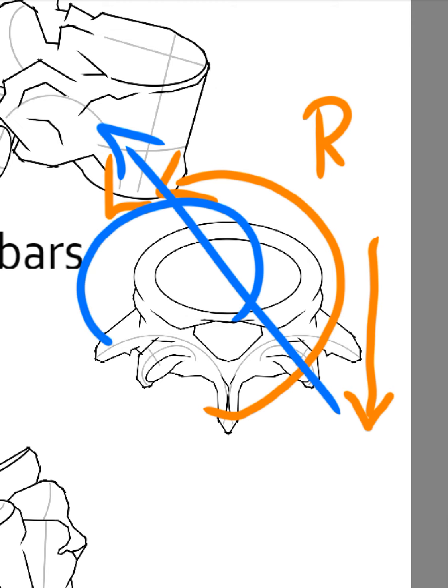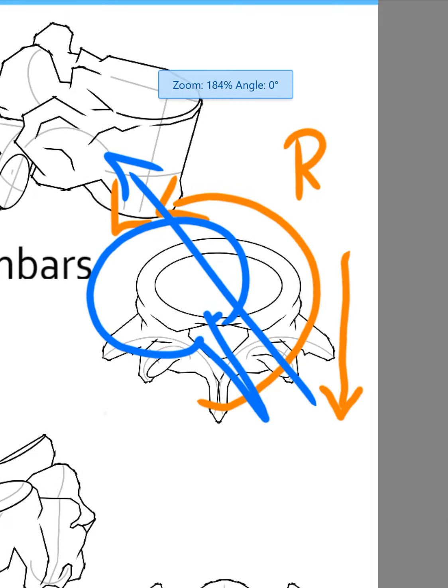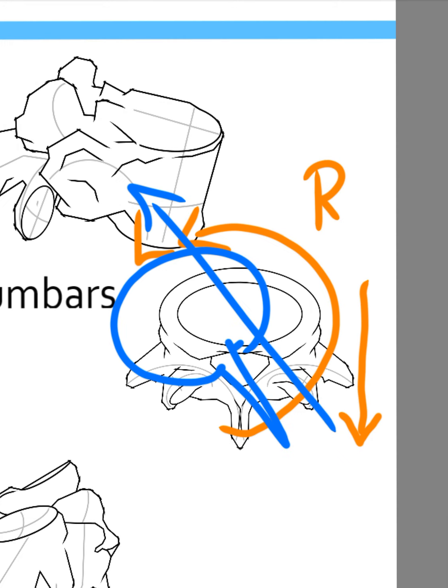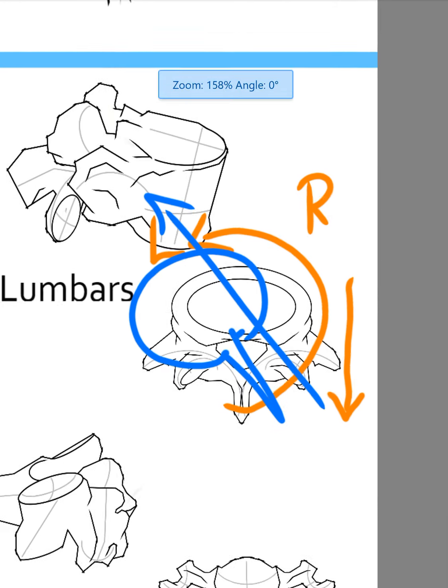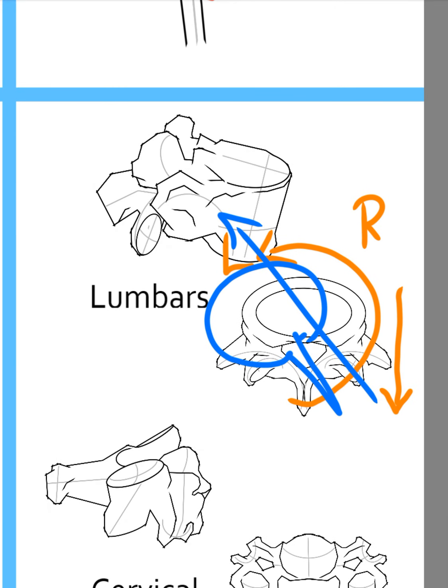Again, the body's going to be facing more this way, and so it ends up being that it is side bent to the right and rotated to the left. So the musculature actually does dictate this motion. It shows up there, in addition to the facet joint too.